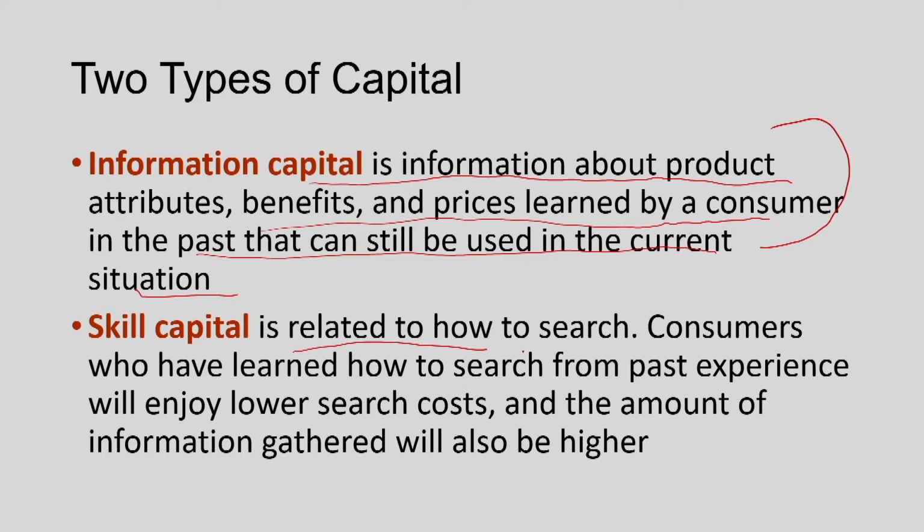Also, skill capital is related to how to search. The better a consumer is at search, the better the consumer knows how to do the actual information search in the market, the more external search will be influenced by it, and the more external search the consumer is going to do. So how much skill the consumer has in searching information matters, because there is a lot of information available with the product, and from that the consumer has to pick up the information which is relevant to them.